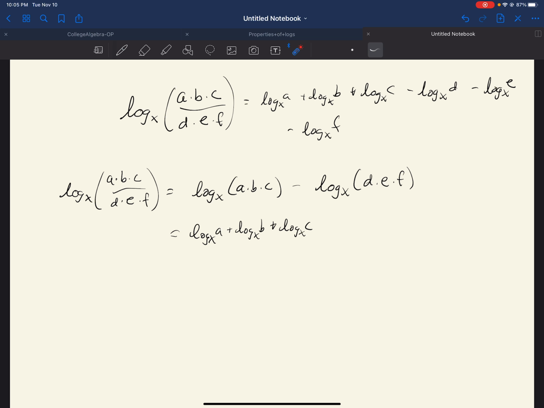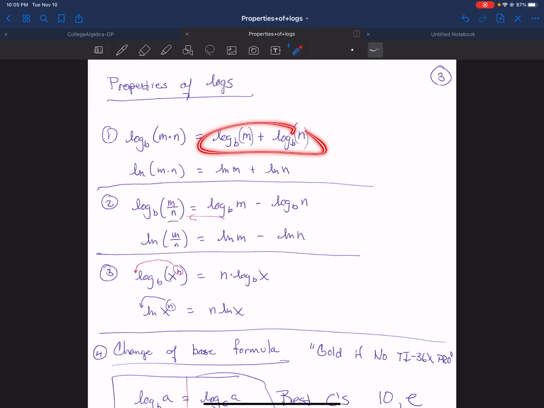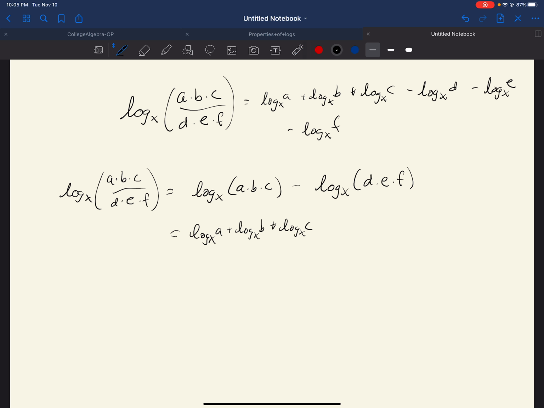Now we have a minus, but this also is a product in there. It's d times e times f. And so that is going to turn into addition by this rule. But the entire thing has a subtraction out front, so I have to add parentheses. So I'm going to put parentheses, and now I'm going to use that property and say that's log base x of d plus log base x of e plus log base x of f. And if you notice, I have pluses in here, but in the formula we have minuses. But that's because this minus distributes to those three pieces.